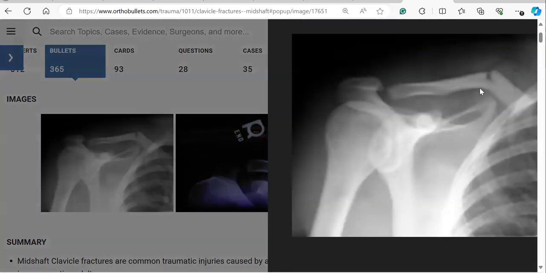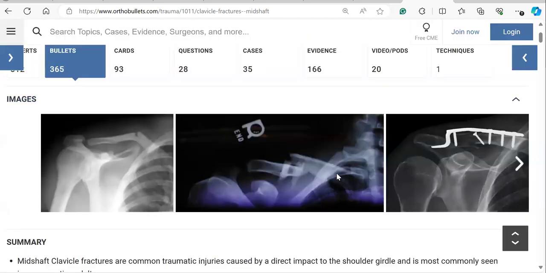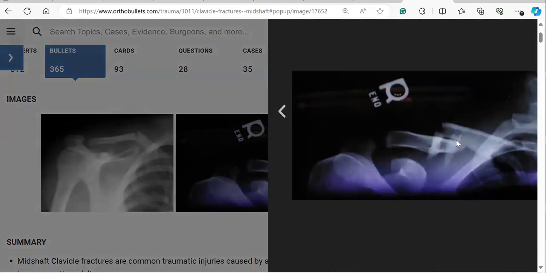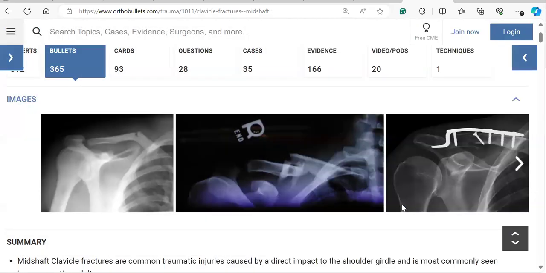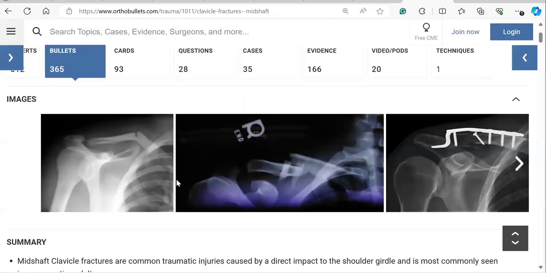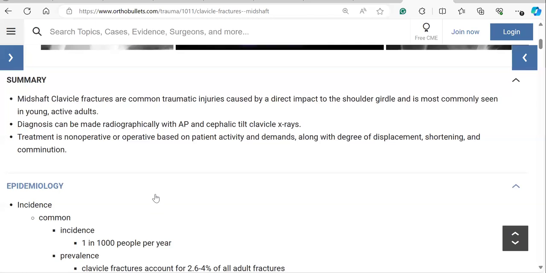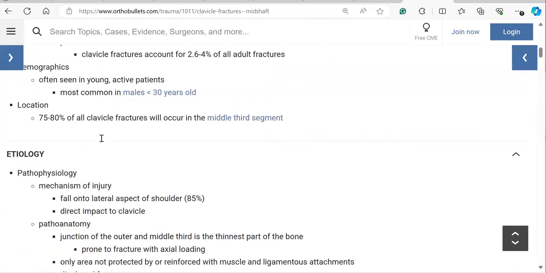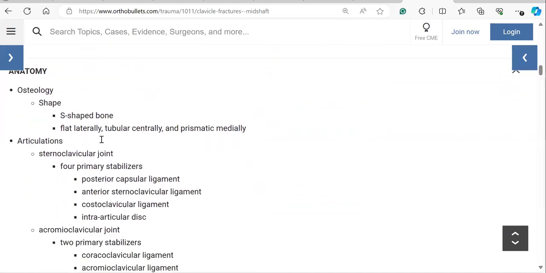So you can see from here that this is the fracture clavicle and it's in the middle third of it. And you can see it's not even a full fracture, right? So it's not a displaced fracture. Whereas this one is quite displaced. And you can see that they put some pins and screws also. So mid-shaft clavicle fracture is the commonest clavicle fracture.